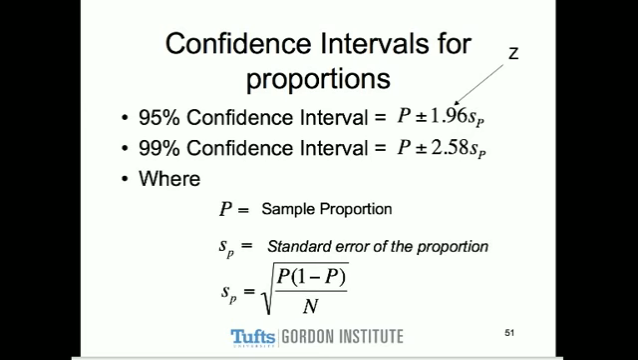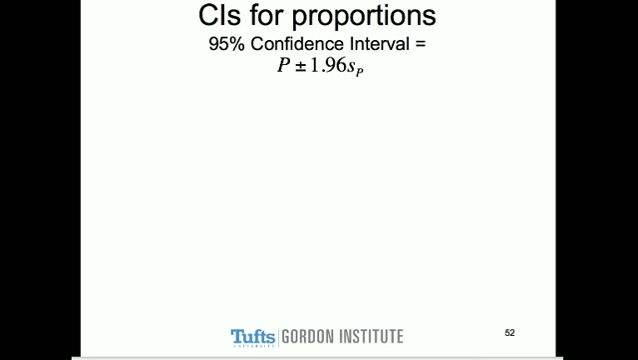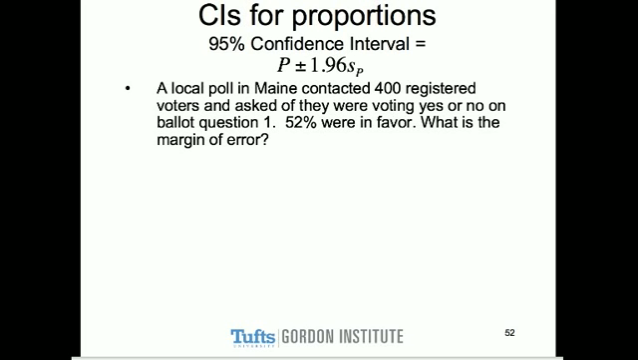So we know these right here. P is the sample proportion. SP is the sample standard error of the proportion, which is calculated right there. Quite simple. Okay, so an example, and this is based upon an actual ballot question in Maine. This is not based upon any data that I actually saw. I just made this up for an example here.